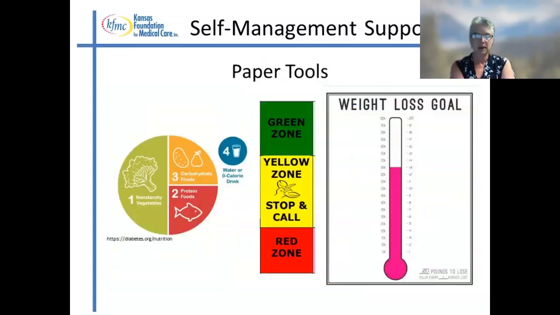So when I talk about paper tools, I just wanted to show you some examples. The plate you see on the left is available from the American Diabetes Association, and it gives a patient a visual representation of what they should be eating every day. The stoplight tool is one of those tools that can be used for chronic conditions such as CHF and COPD. And the weight loss goal is a nice visual for those that just need to see their progress over time.